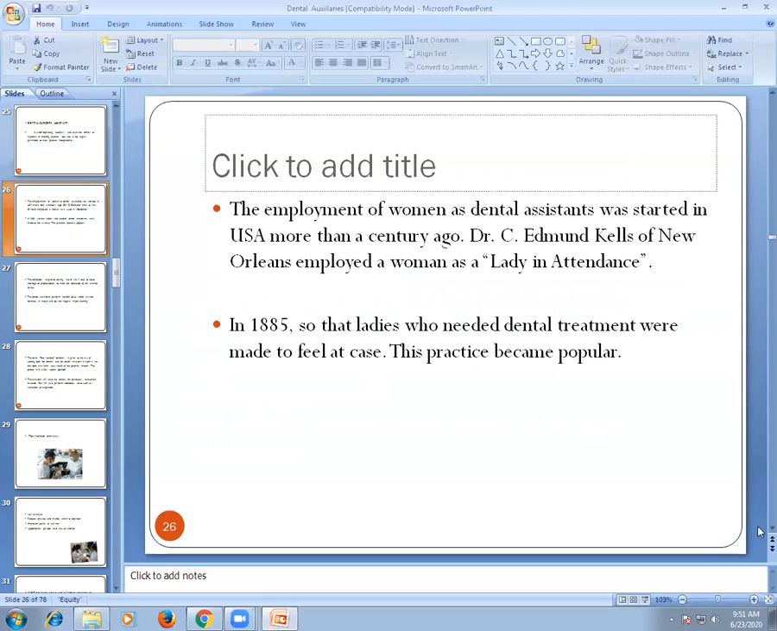The employment of women as dental assistants was started in the USA more than a century ago. Dr. C. Edmund Kells of New Orleans employed a woman as a lady in attendance in 1885, so that ladies who needed dental treatment were made to feel at ease. This practice became popular.